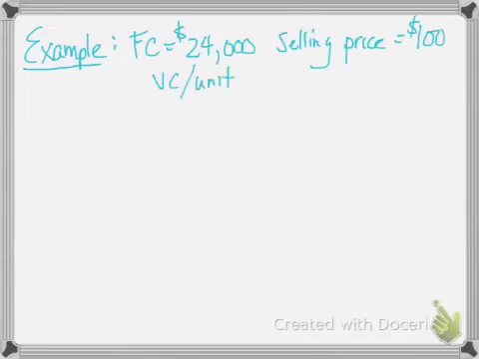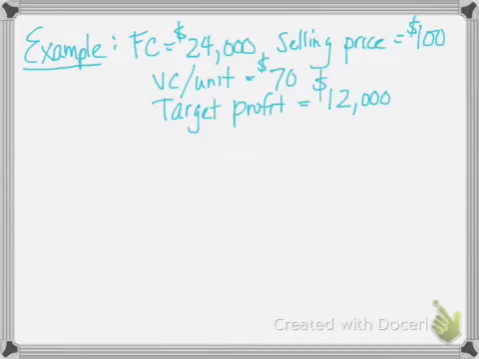Fixed costs, let's assume they're $24,000. We sell a good at a price of $100. The variable cost per unit is $70, and we don't want to just break even. We want to reach a target profit of $12,000. How could we do that?